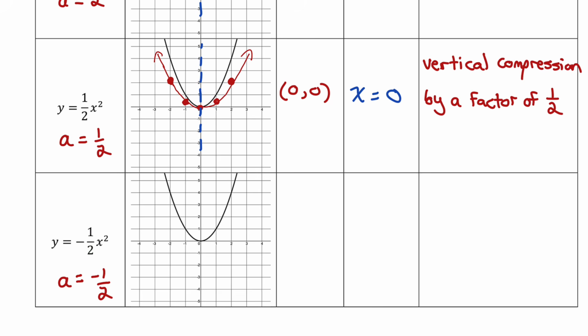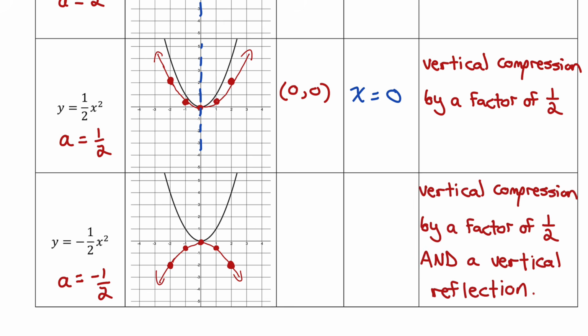So we can just take all of the points that made up a half x squared and change the sign of all the y values. So when x is negative 2 and 2, instead of having a y value of 2, the y values are going to be negative 2. And then at x equals negative 1 and 1, instead of the y values being a half, they're going to be negative a half. And the vertex is still in the same spot. And then connecting them, I have my transformed function, which has still been vertically compressed by a factor of a half, but it's also being vertically reflected. Its vertex is still at 0, 0, and its axis of symmetry is still at x equals 0.